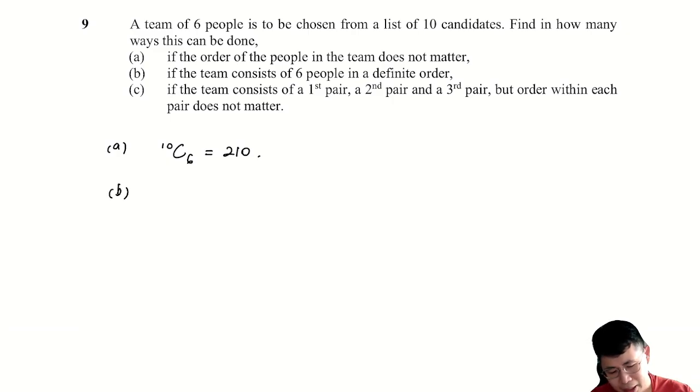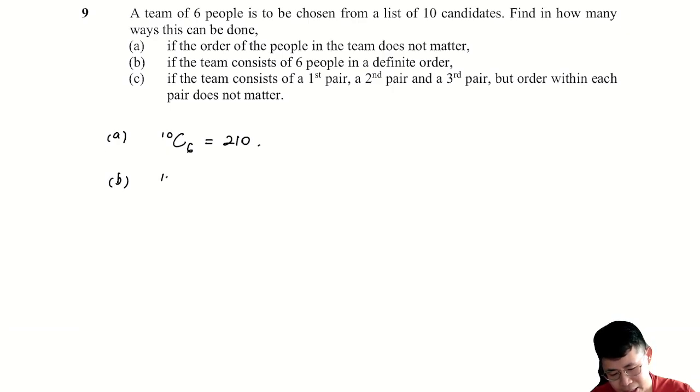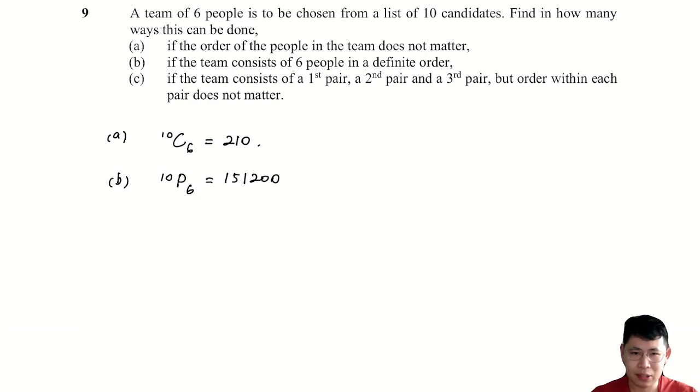Okay, part B. If the team consists of 6 people in a definite order, so over here the order matters. So instead of 10C6, we will have 10P6 because of the arrangement. So this one will be 151,200 ways.